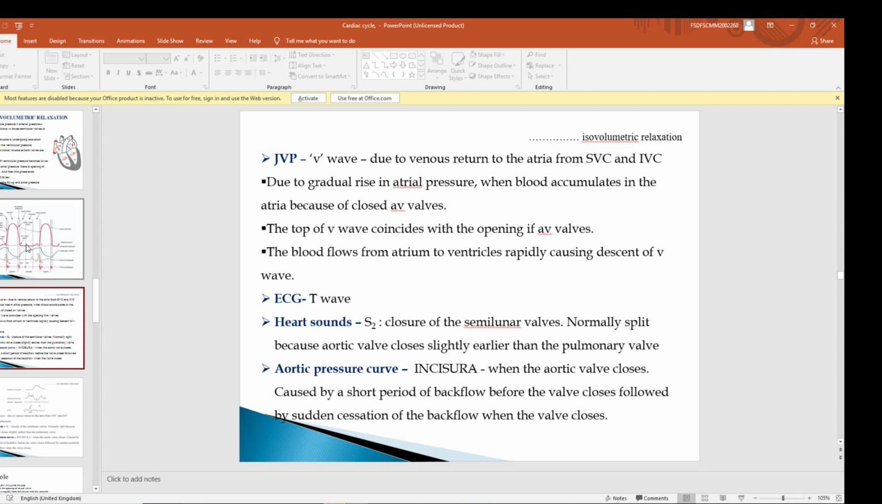ECG is going to show us the T wave. Heart sounds. The S2 sound shows the closure of semilunar valves, normally split because the aortic valve closes slightly earlier than the pulmonary valve. In the aortic pressure curve, the incisura is seen when the aortic valve closes, caused by a short period of backflow before the valve closes, followed by sudden cessation of the backflow when the valve closes.